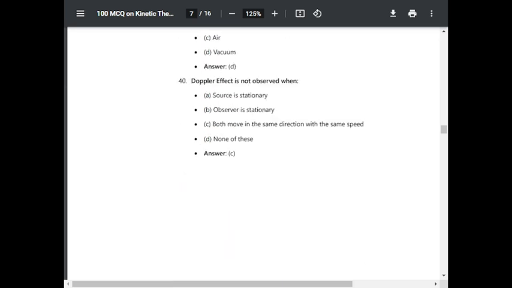Question number 40. The Doppler effect is not observed when: option A, source is stationary; option B, observer is stationary; option C, both move in the same direction with the same speed; option D, none of these. The correct answer is C. The Doppler effect is not observed when both move in the same direction with the same speed.